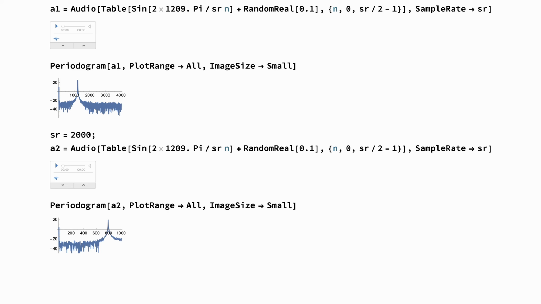And again, looking at the power spectrum of the audio, you can see that the alias frequency now manifests itself at the apparent frequency equal to f s minus f0, which is equal to 791 Hertz, the difference between the sampling rate and the fundamental frequency.